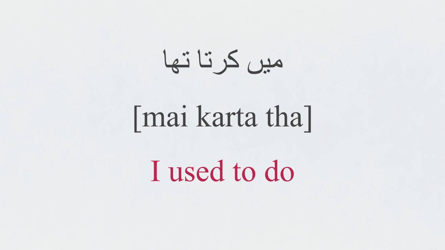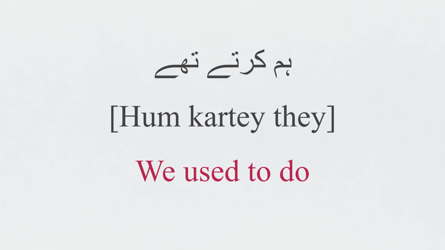Remember, all elements of the sentence will agree with the gender of the subject. So if the subject is men, it will be tha. If the subject is female, it will be thi. मैं करता था, I used to do. And then the third one is करते, and the tha will become the. हम करते थे, we used to do. Remember that you can watch all of these grammar videos in the beginner playlist.